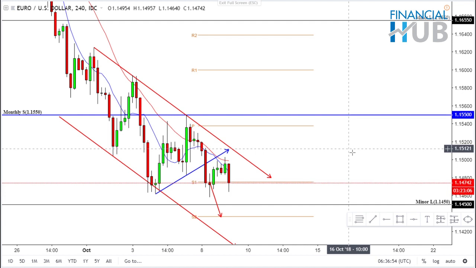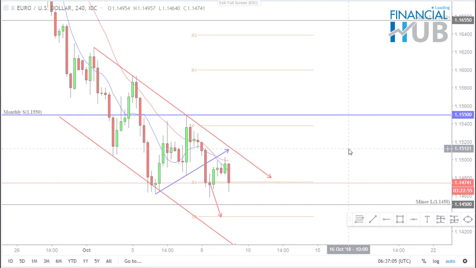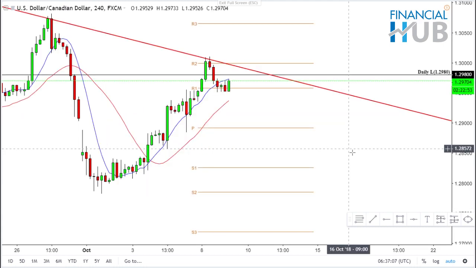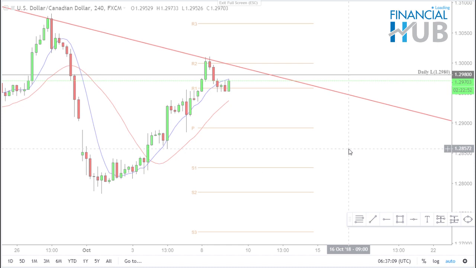But perhaps if I compare it to other pairs, then you could maybe get a break to the downside, and lower lows are expected in the market, but we're never sure with the markets, we only wait. So I'll go maybe to the next pair, which is dollar Canadian.